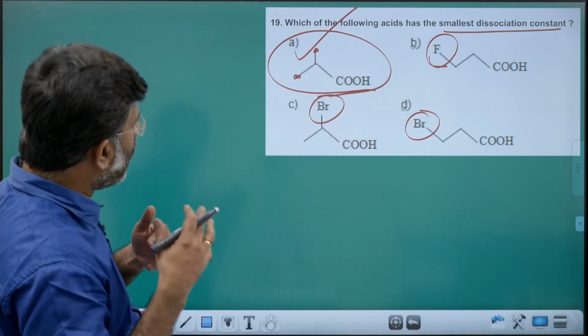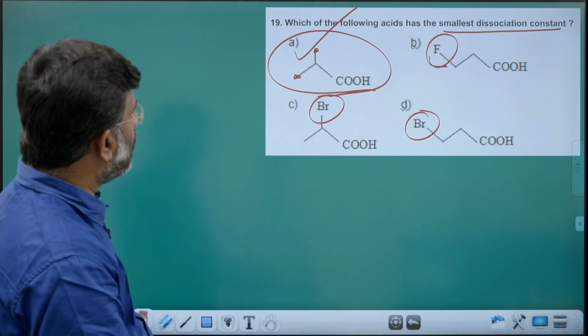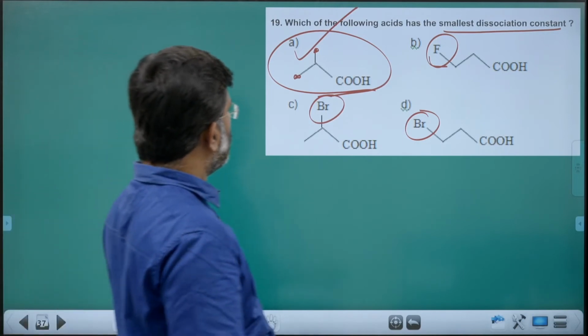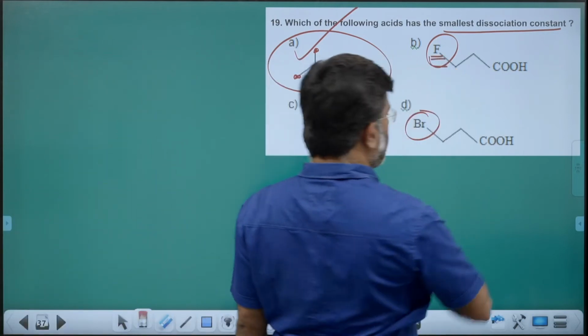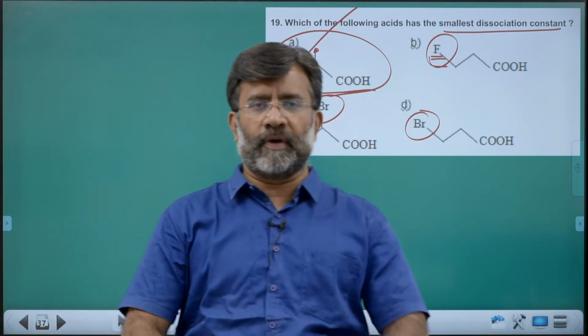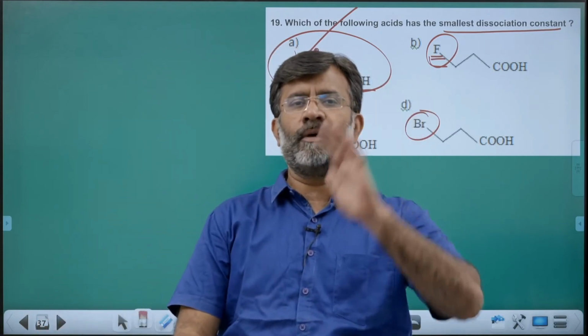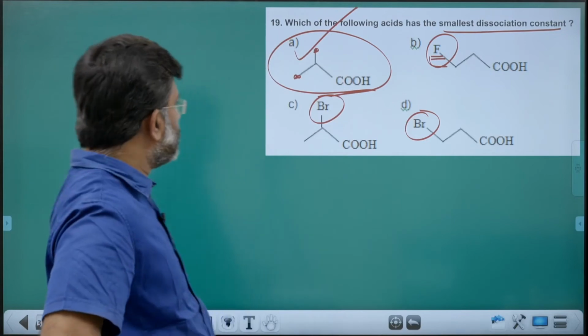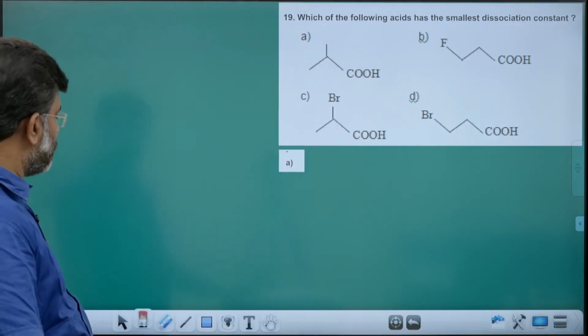So which will have the high value of dissociation constant? No doubt, here we have fluorine. The most electronegative fluorine when present, it is most acidic. Next, answer is option A here.